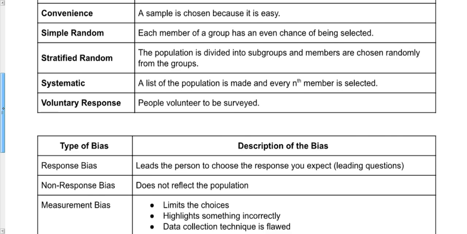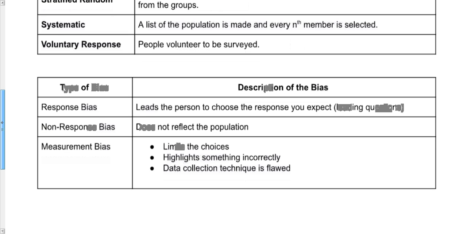And then finally, we looked at different types of bias, and there's 3 types of bias that we talked about. Again, bias is ways of skewing the information or making the information slightly inaccurate, whether intentionally or unintentionally. So the first type of bias we looked at was response bias, and that's like your leading question. So it tries to get the person to choose a specific answer that you are hoping for.